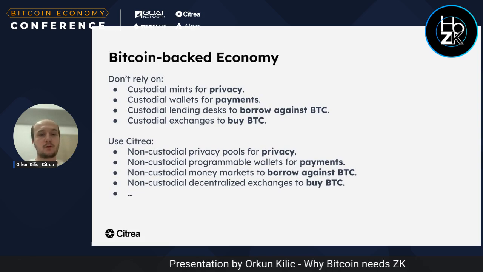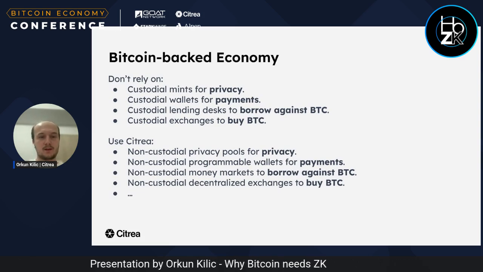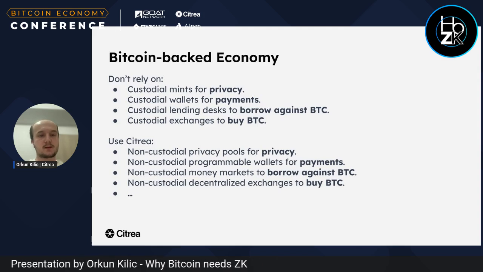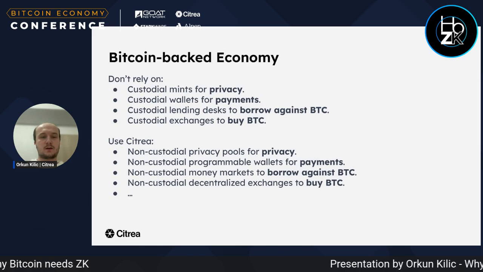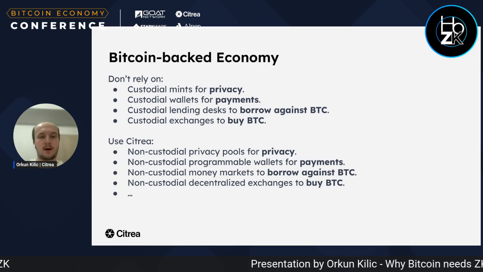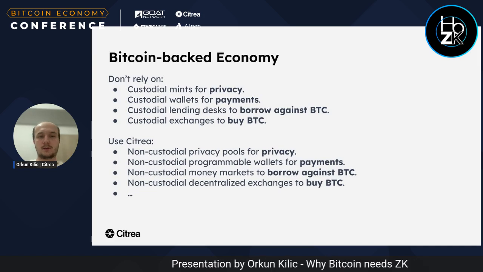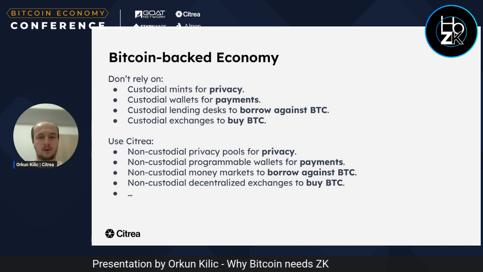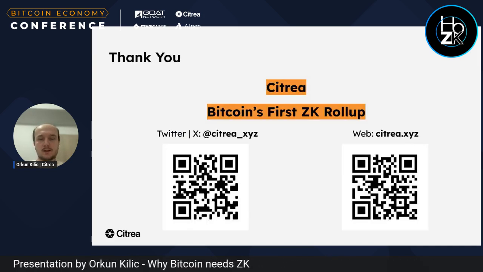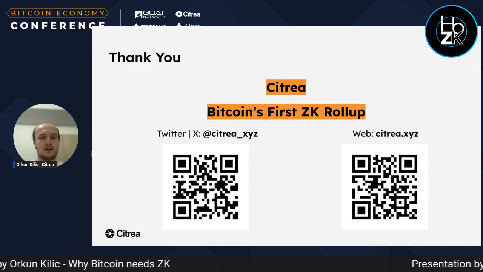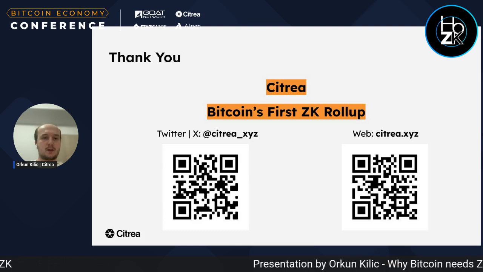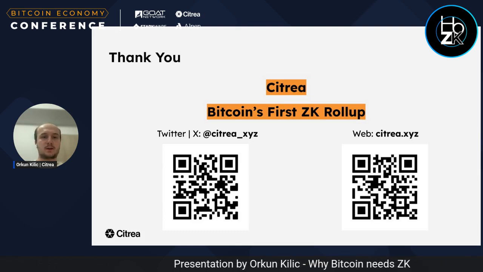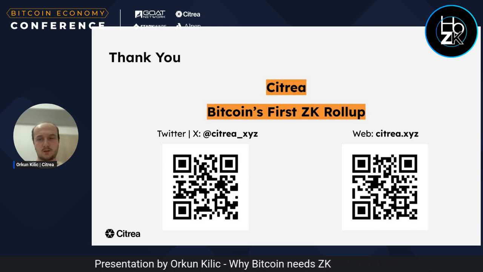We can have programmable wallets for payments. We can have decentralized money markets to borrow against our Bitcoin even more efficiently. And we can have a non-custodial exchange to buy Bitcoin directly to our wallet without having any intermediaries in between. That's why I and all of our team is building Citrea, because we have a very clear goal: accelerate a Bitcoin-backed economy and eventually reach hyper-Bitcoinization.